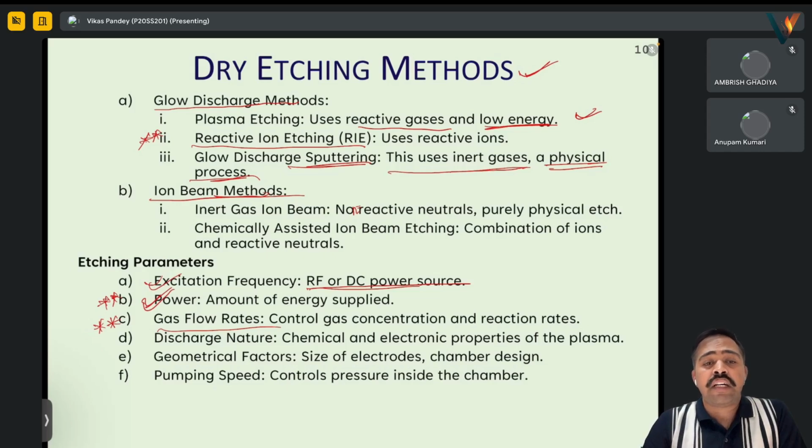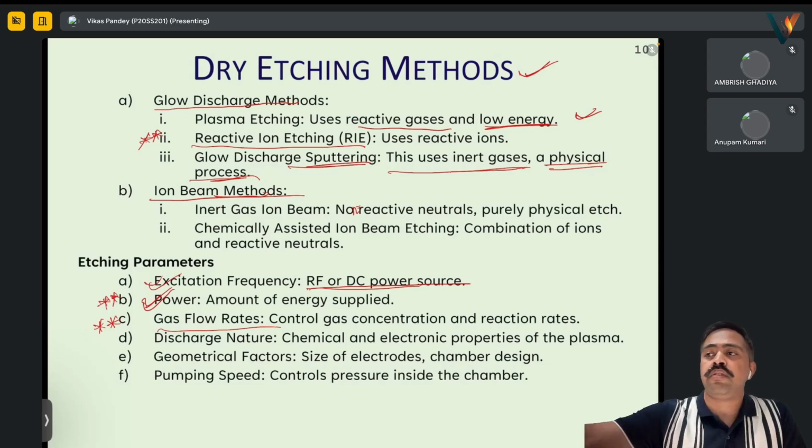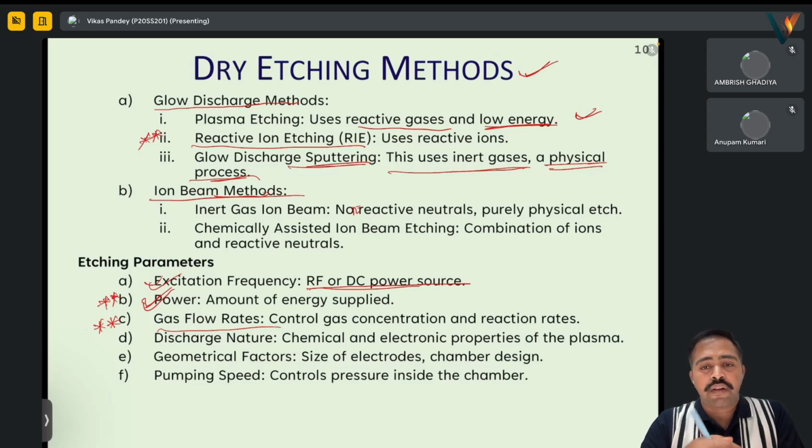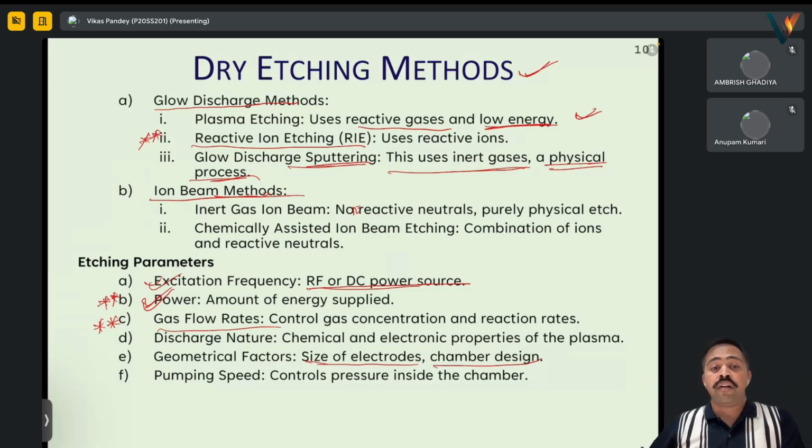Then discharge nature, that is, what are the chemical and electronic properties of the plasma, whether it is neutral, reactive, or what kind it is. Then geometric factors, like the size of the electrodes, the chamber design, the distance, and these things. And pumping speed, that is, what pumps are used to create and control the pressure inside the chamber.